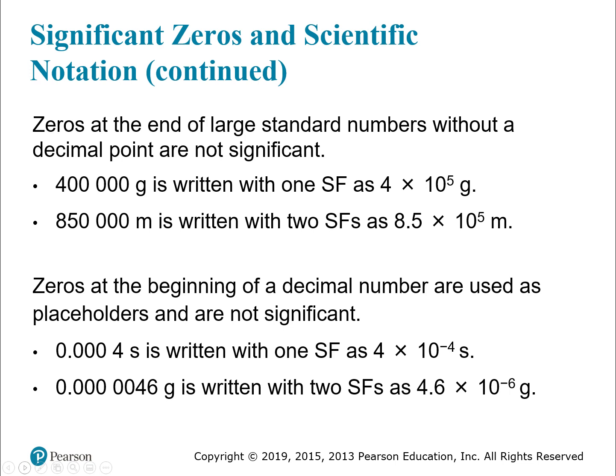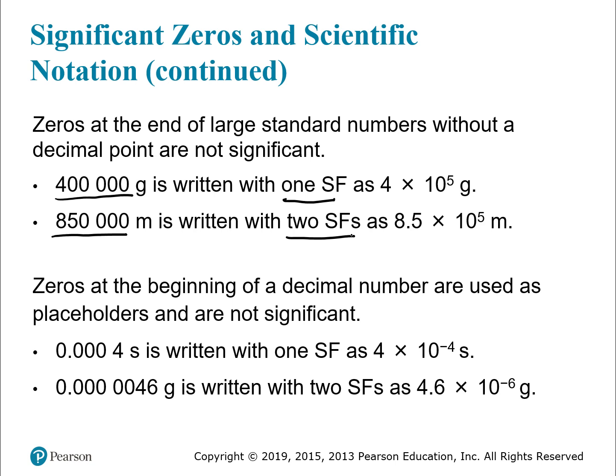So here's some more examples of scientific notation and significant figures that you can go through. We went through several examples, so I'm not going to go through this slide with painstaking detail. But I just want to remind you again that the zeros at the end of a large number are not significant unless there's a decimal point. Okay, so you can notice there's no decimal point here, there's no decimal point here. So there's only 1 sig fig in the first value and 2 sig figs in the second.